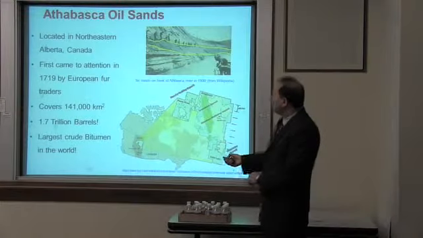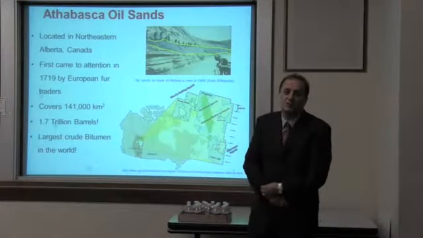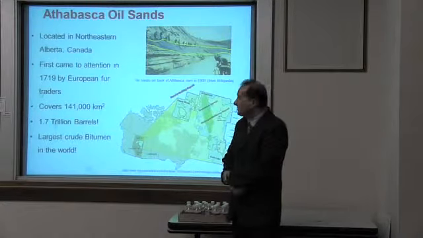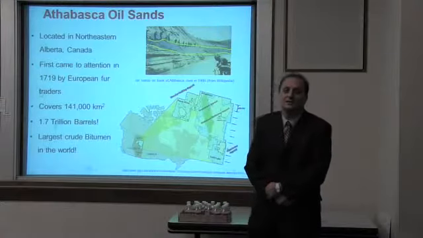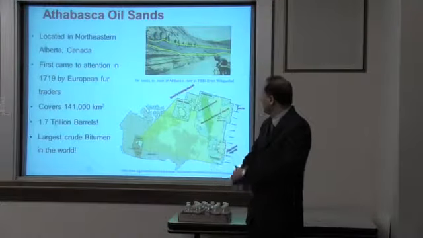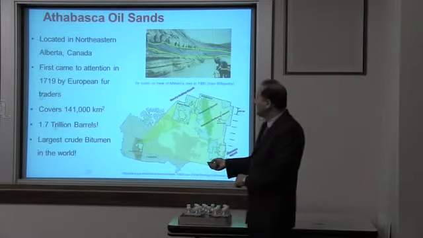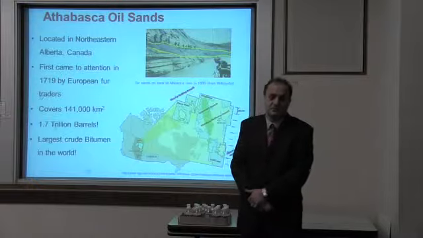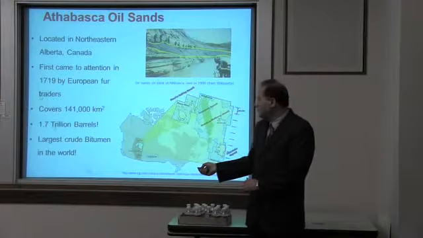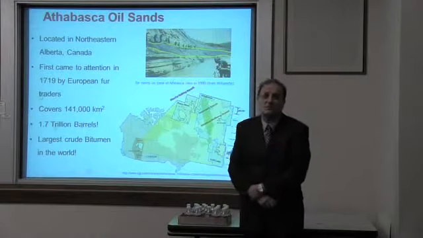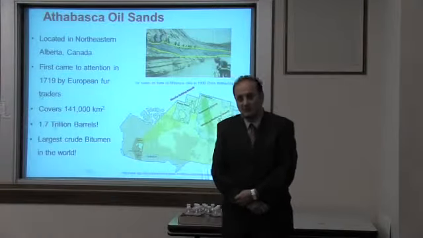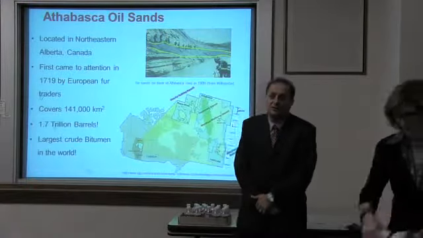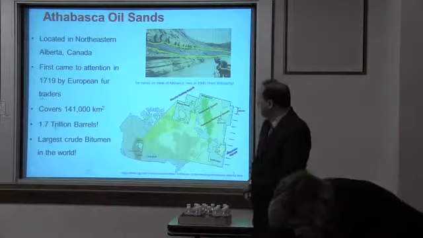In 1719 European fur traders noticed that the people in the region used the tar to insulate their boats. It covers over 141,000 square kilometers. It is estimated to hold 1.7 trillion equivalent barrels of oil. So you can imagine that this is the largest crude oil bitumen deposit in the world.